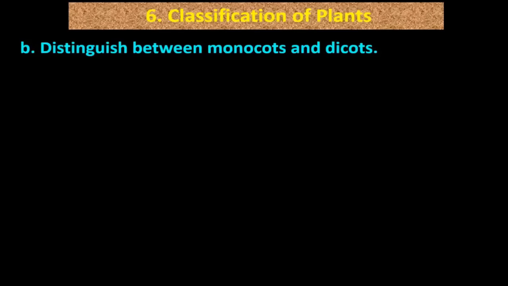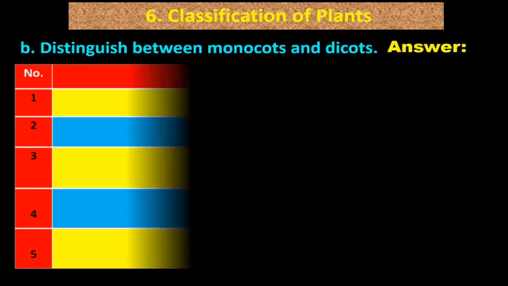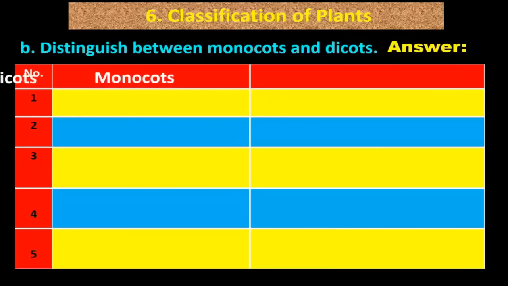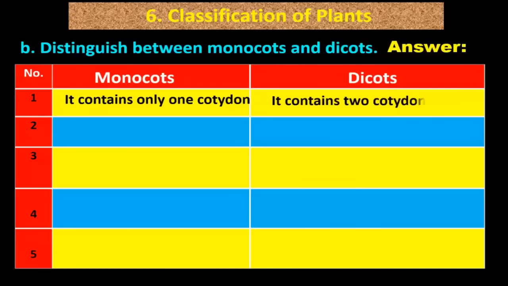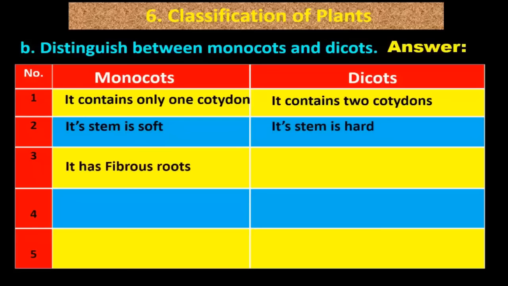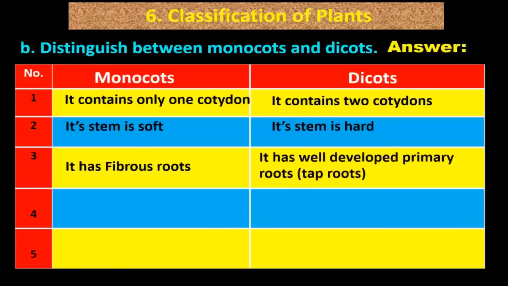B. Distinguish between monocots and dicots. Answers: Monocots: it contains only one cotyledon. Dicots: it contains two cotyledons. Monocots: its stem is soft. Dicots: its stem is hard. Monocots: it has fibrous roots. Dicots: it has well-developed primary roots, tap roots.